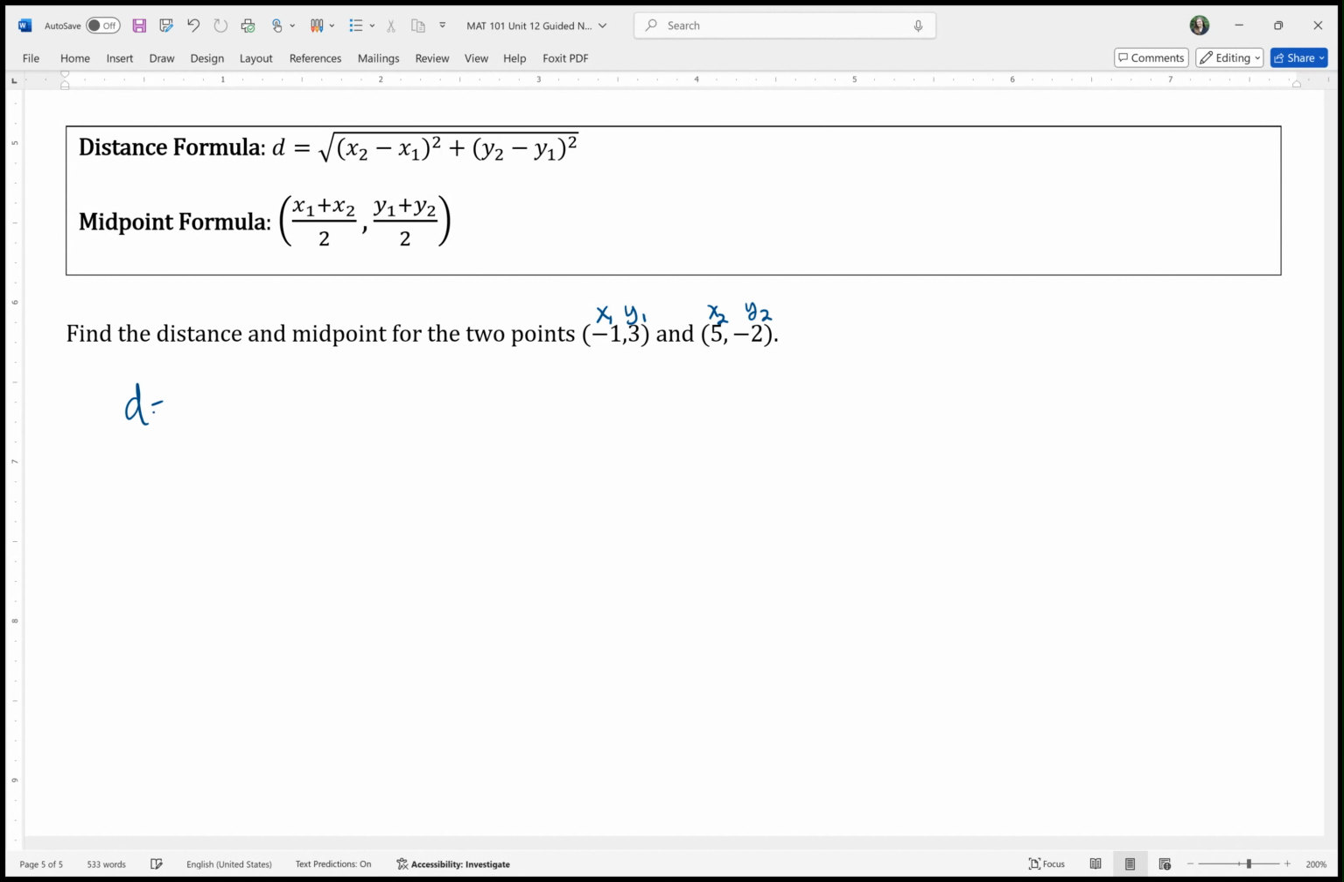First, our distance formula is listed up here, so let's use that and plug in. We've got the square root of this really long expression. This is going to be x2. Notice we have parentheses here. x2, which is 5, minus from the formula x1, which is -1. Make sure you put parentheses around that -1, close off that set of parentheses, and square it. Plus (y2, which is -2, minus from the formula y1, which is 3). Close off the parentheses and square it.